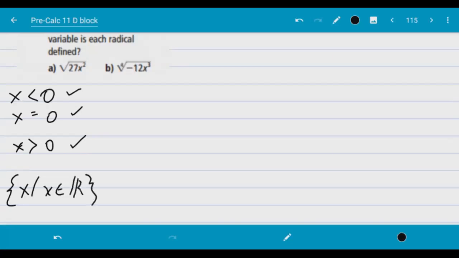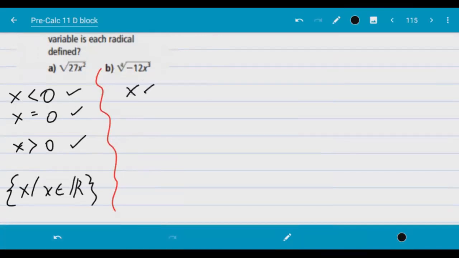Okay. So for the next one, this one you have to be careful, guys. Because the exponent of the x is 3, and the root index is 4. So let's take a look. The same thing, let's try stuff here.